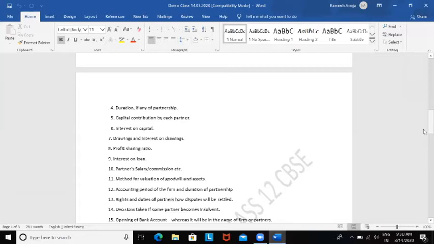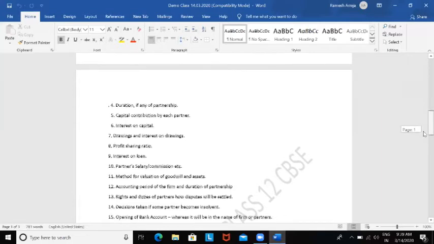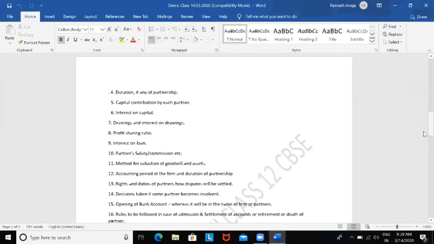Or suppose with the mutual consent of all the partners, Mr. A is given the responsibility of increasing the sales, and he has been given the commission on it. 2% of sales will be yours. So that is partners' salaries and commission. If anything is there, it has to be mentioned in the partnership deed. Okay. Now for method for valuation of goodwill and assets.